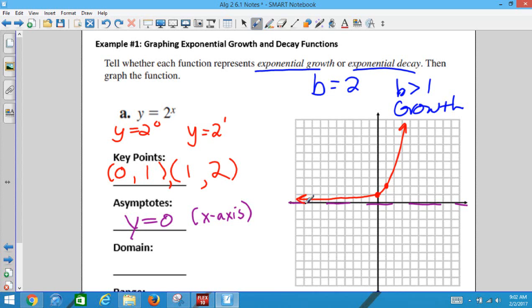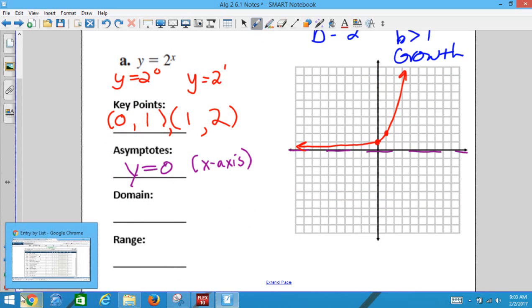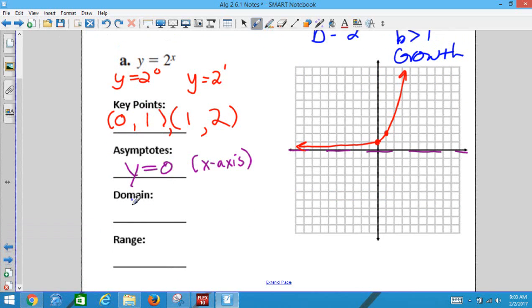Now, if you needed more accurate points, how could we get more points than just those two? You could use your graphing calculator. You could also plug in more numbers for x. Either would be fine. All right, 2 more questions. Domain and range. Domain? All real numbers. Range? Y is greater than 0. No equal to. Just greater than.